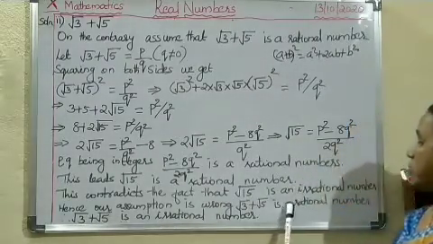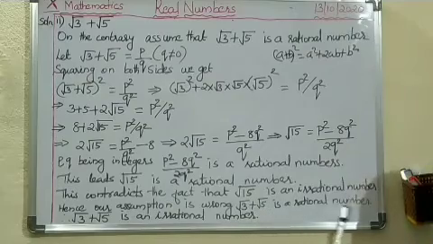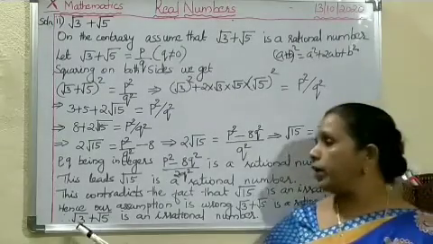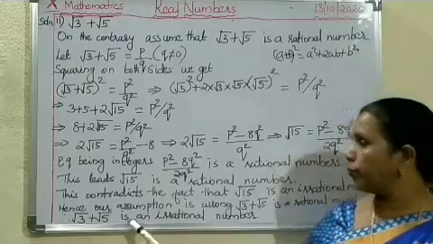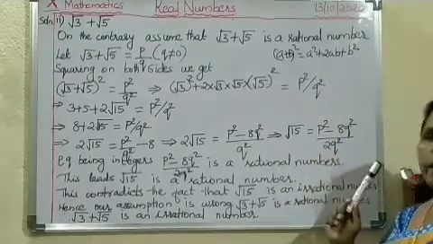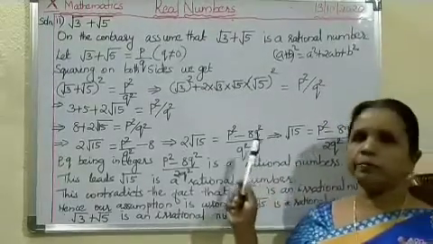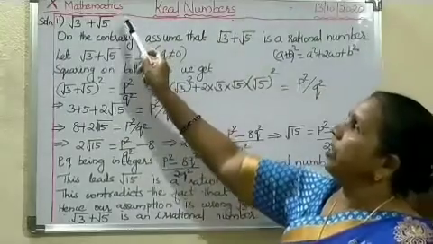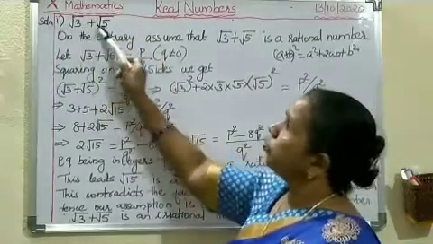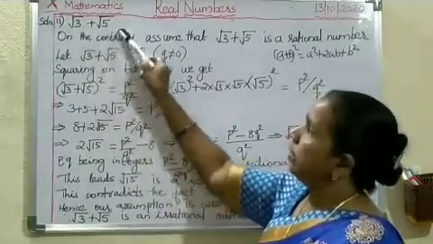What is our assumption? Root 3 plus root 5 is a rational number. Therefore, we can write that root 3 plus root 5 is an irrational number. Once again, I will explain. What we have to prove? Root 3 plus root 5 is an irrational number.